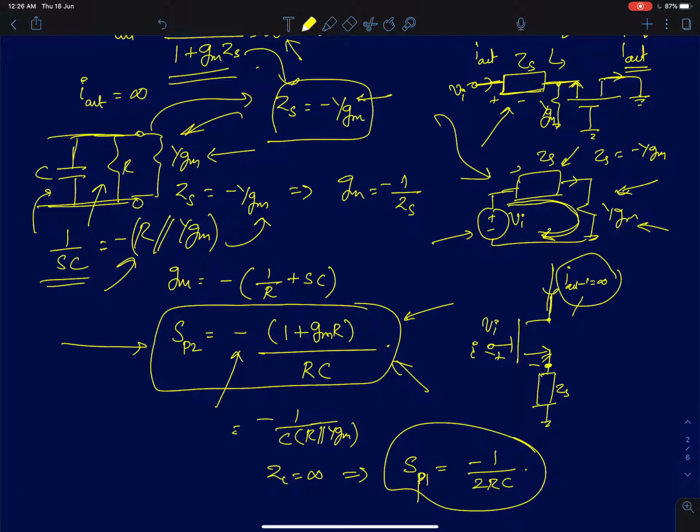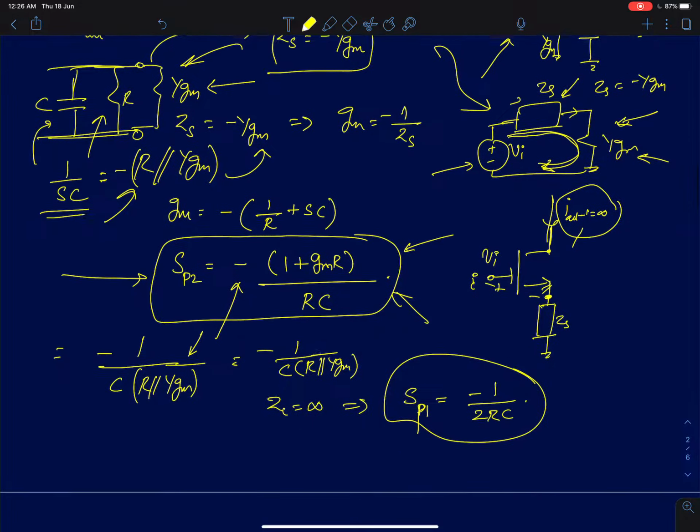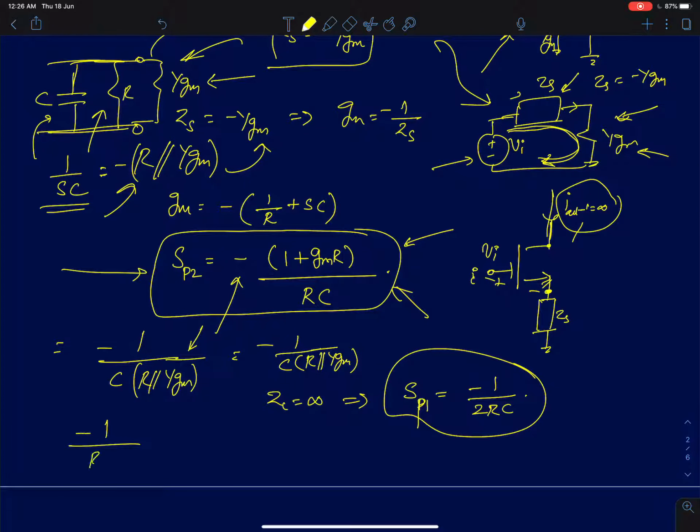The second pole, if I write it in a better way, will be 1 by C into (R parallel 1 by Gm). And if you see, at both these poles you don't have the 0. The 0 happens to be at minus 1 by RC. So this is the point where your I out becomes equal to 0. We derived this condition using I out equal to infinity, so we don't have to worry about that condition. The condition that we are supposed to worry about is either ZL becoming equal to 0 or Z out becoming equal to 0 at this value.